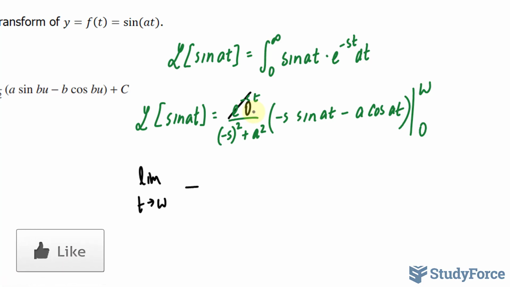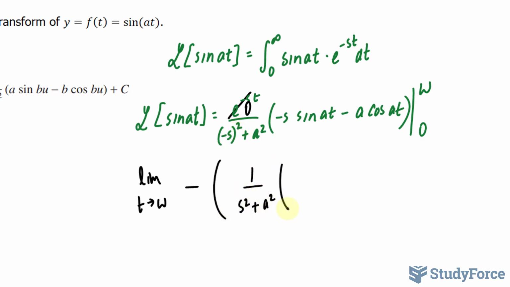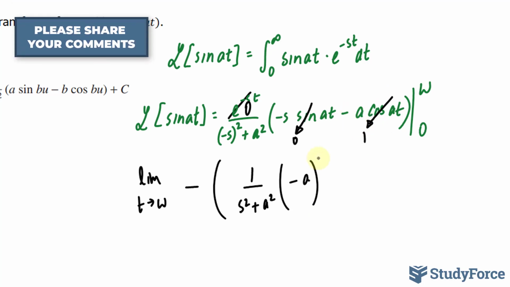So if I place 0 into here, I end up with e to the power of negative s times 0. E to the power of 0 is equal to 1. So we end up with 1 over negative s to the power of 2 is s squared plus a squared. And if I place 0 into here, sine at 0 is equal to 0. So this goes to 0. And cosine at 0 is equal to 1. So this becomes negative a, because this would become 1, and negative a times 1 is negative a.